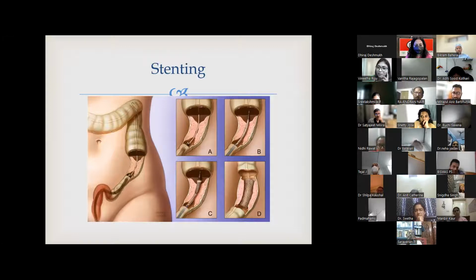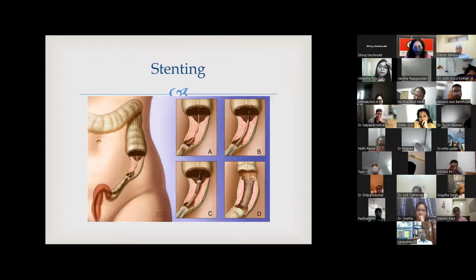This is a pictorial representation of stenting. Yes, we have a stent. We have this figure shown there, figure A, B, C, and D, where you can see how the stent finally expands and then finally the lumen is patent. So you need to discuss it with your multidisciplinary team attending the patients, whether your patient really requires a stenting. You need to think about the prognosis of the patient. How many weeks does he have?